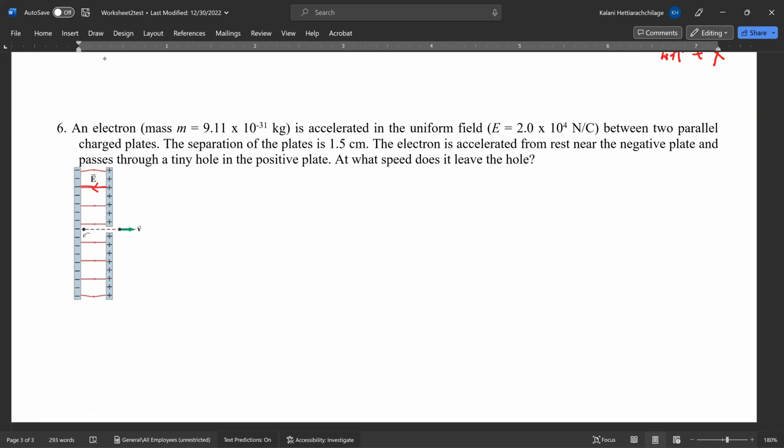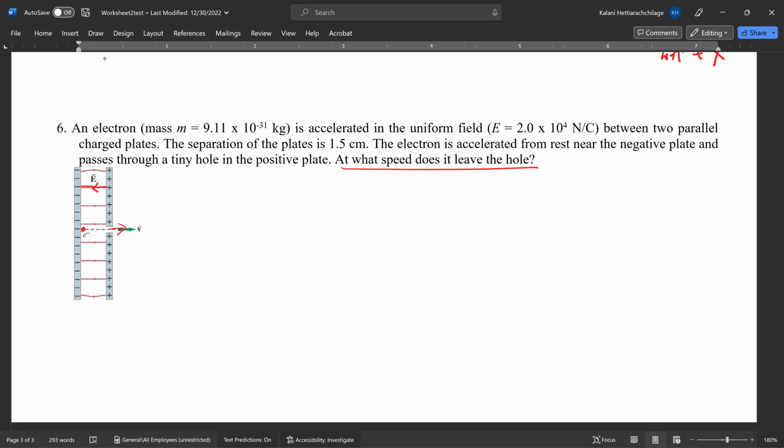So now what we're going to do is start the electron at this negative terminal. Since the electron does not like to stay with the negative charge, they repel each other. Then this electron will accelerate and travel outside through this hole. That is what is happening. The question is asking what will be the speed of the particle when it leaves the hole. So now let's see what will happen.